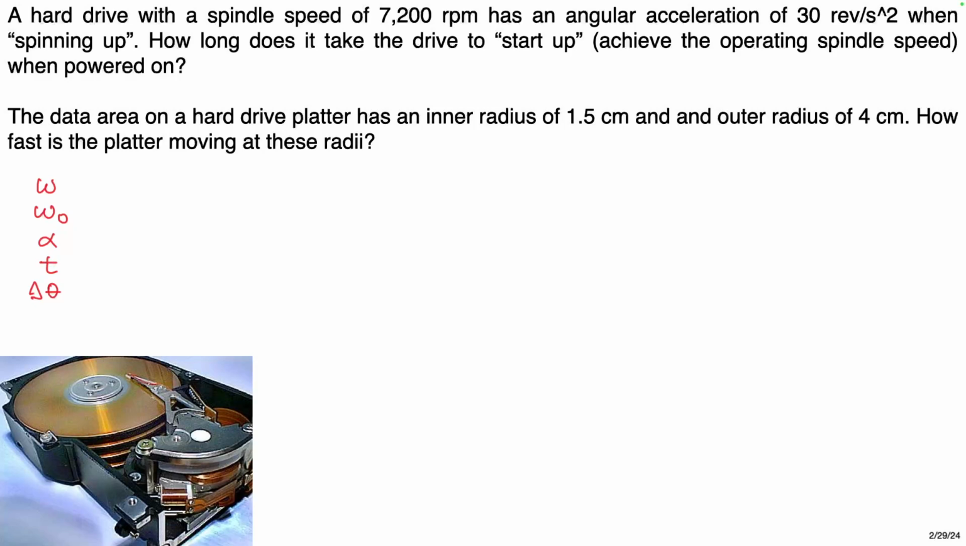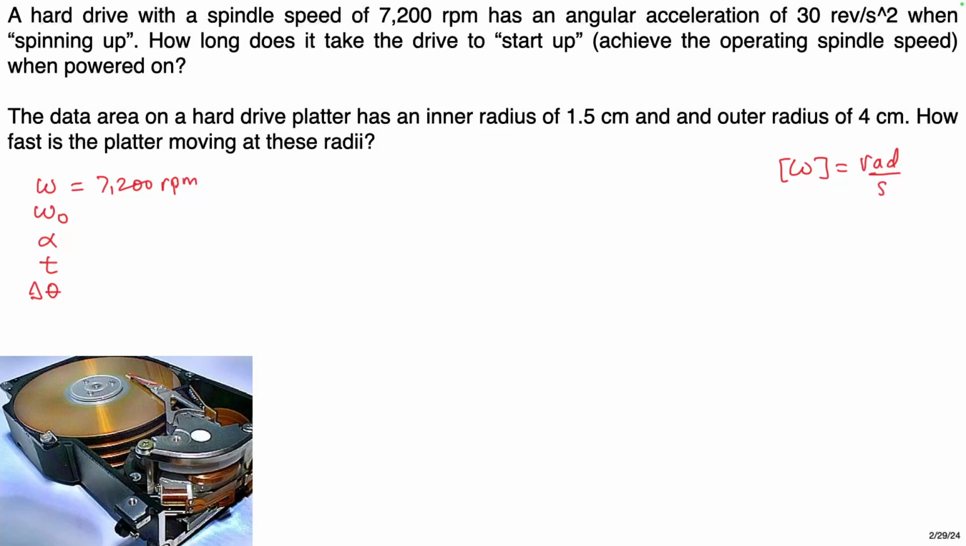Do we know how fast the platter is going at the end of its time? What's the final speed of the platter? It's 7,200 RPMs. But 7,200 RPMs is not the standard unit for angular speed. Angular speed should have units of radians per second. So that means we need to convert this into radians per second. Do you want to do that now, or do you want to continue setting up the problem and we'll convert later?